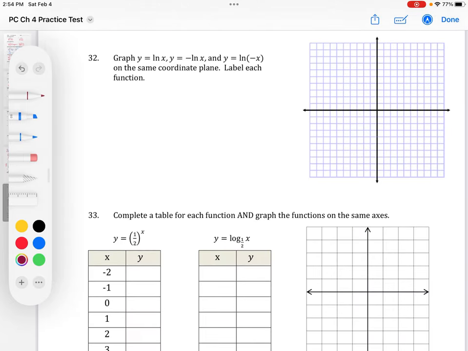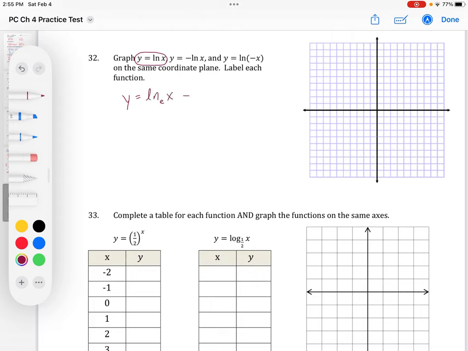Okay, this last page is all about graphing logs. So if you have 3 different colors to use for number 32, that might be helpful. So the first graph we're going to create is y equals the natural log of x. And for this graph, we're going to start with changing it into an exponential.